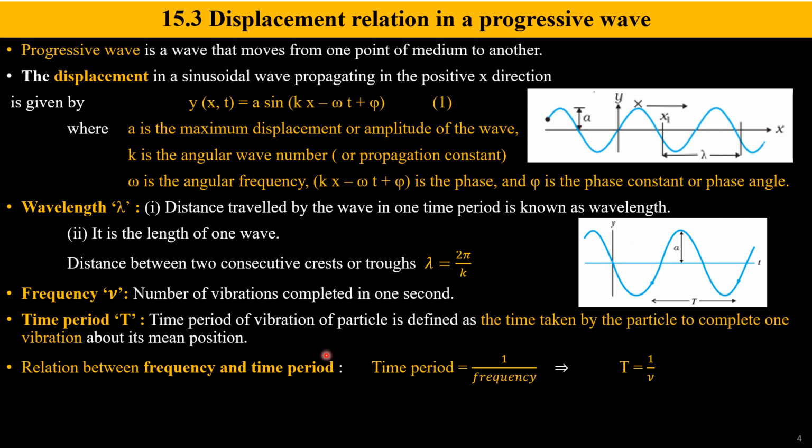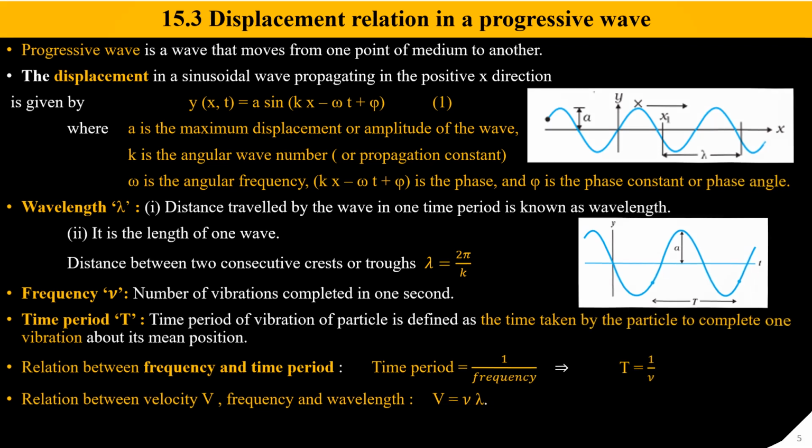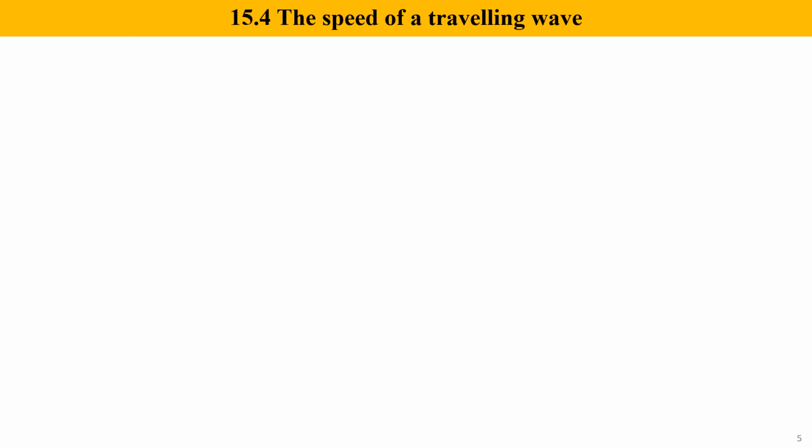The relation between frequency and time period, that is the relation between nu and capital T. So time period is equal to 1 by frequency. That can also be written as capital T is equal to 1 over nu. Next, the relation between velocity v, frequency nu and wavelength lambda. So v is equal to nu into lambda. The speed of a traveling wave.